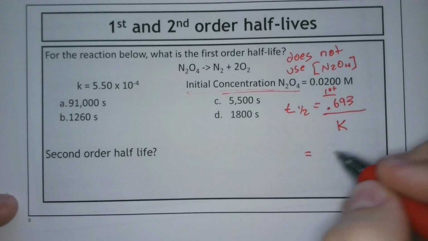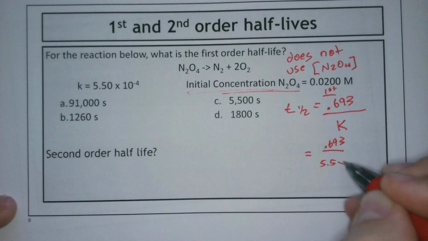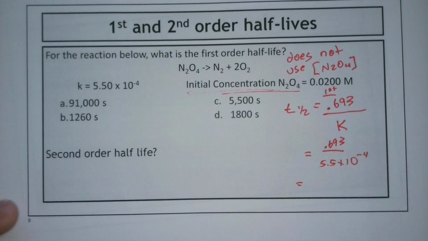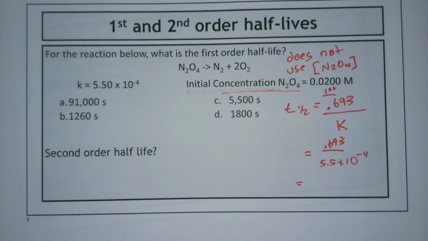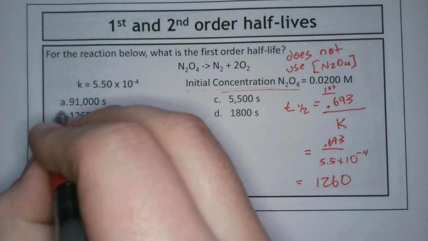So 0.693 divided by 5.5 times 10 to the minus 4th equals 0.693 divided by 0.00055, which gives 1,260, or B.